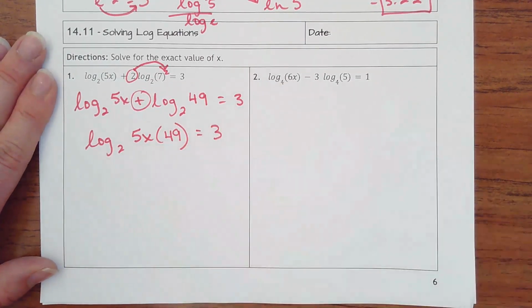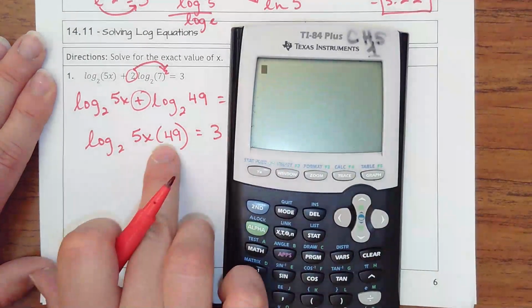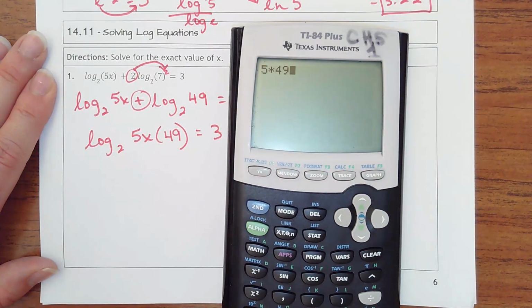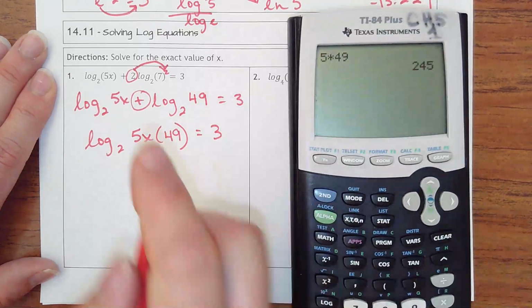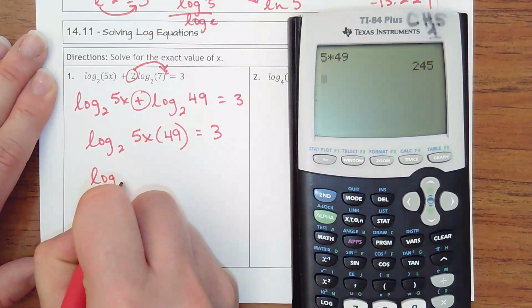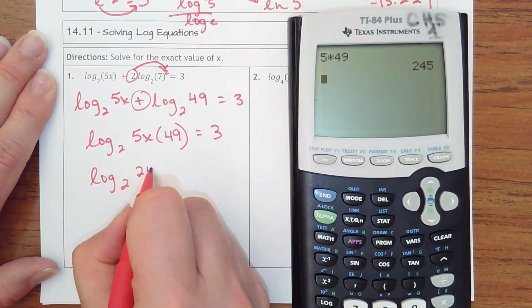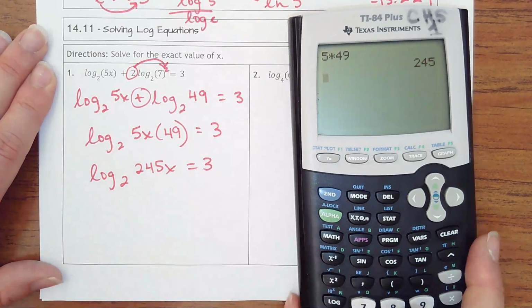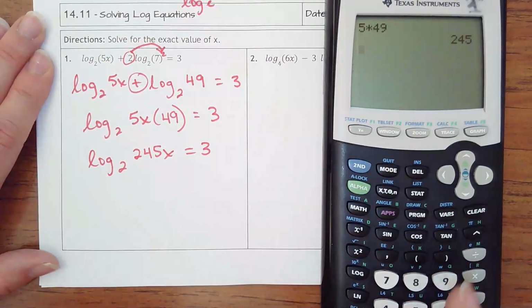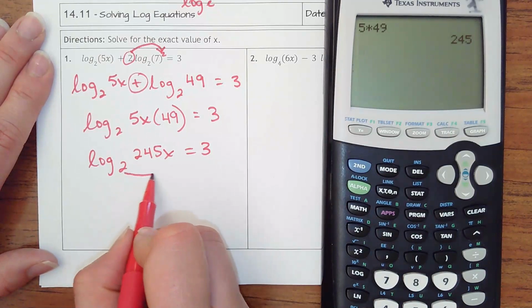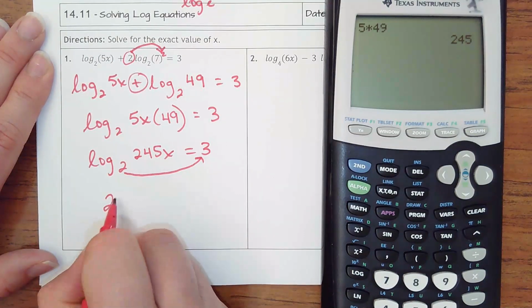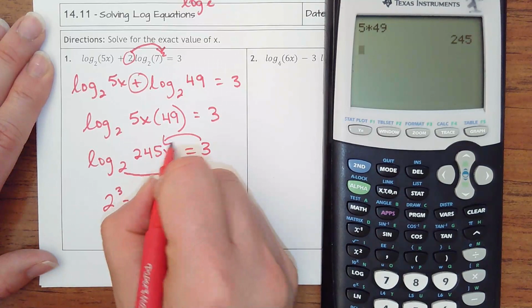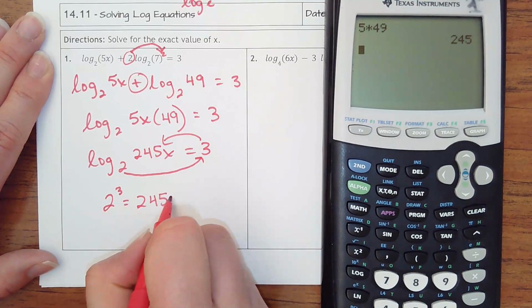equals 3. So I'm going to go ahead and do 5 times 49 to simplify this. Gets 245. So I have log base 2 of 245x is what that simplifies to, makes equals 3. Now I'm ready to change it into an exponent. Here's my base raised to this power would have to equal 245 times x.